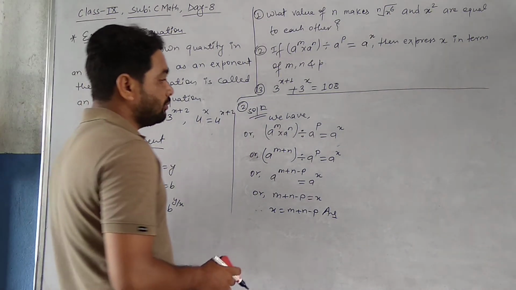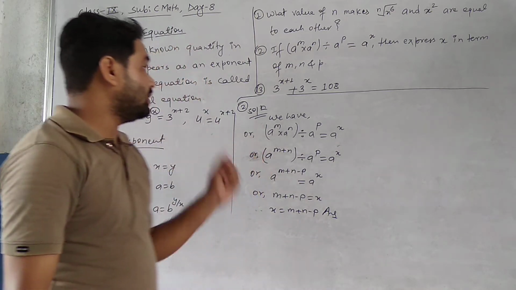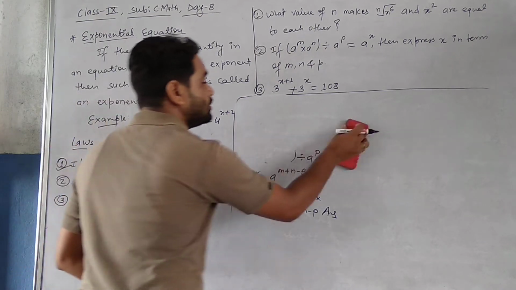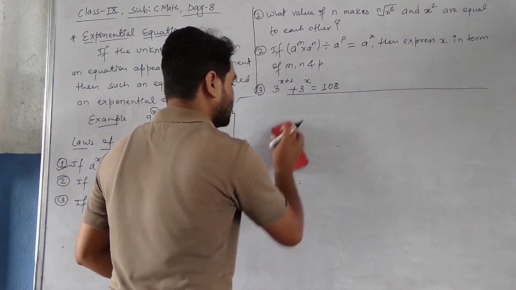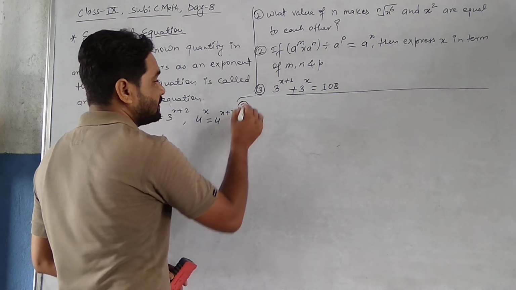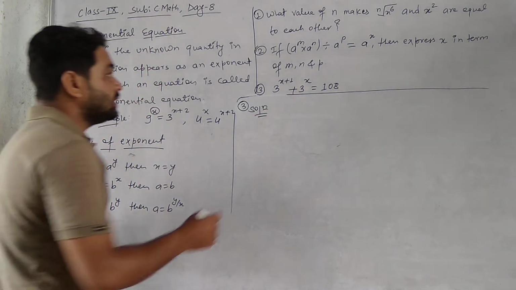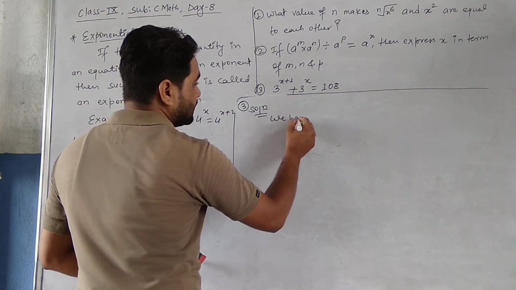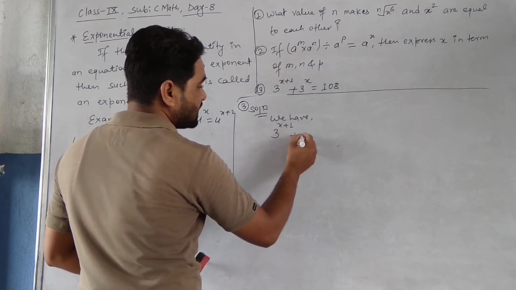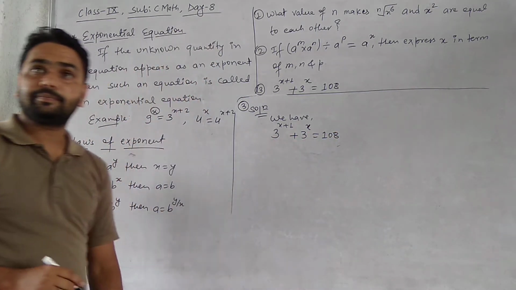Now for the third one, this is also simple. Questions 1 and 2 are 1 mark questions, and they are important from the exam point of view, and the SE exam also asks this type of question. Now in the third one, look, it is given that we have 3 power x plus 1 plus 3 power x equals 108.